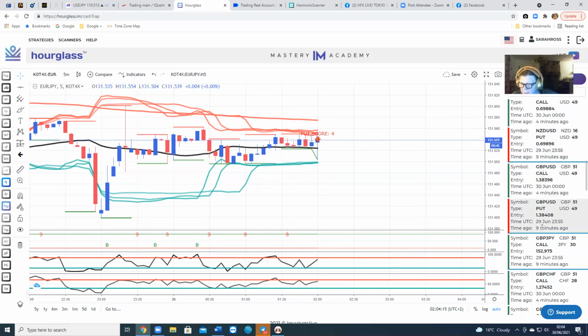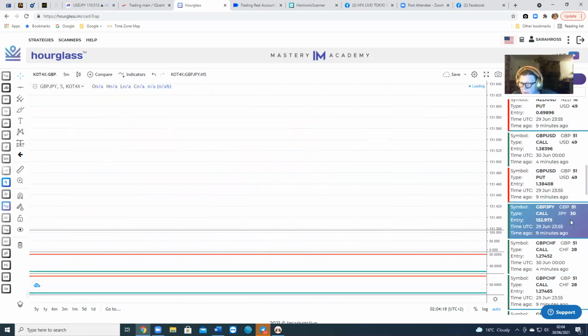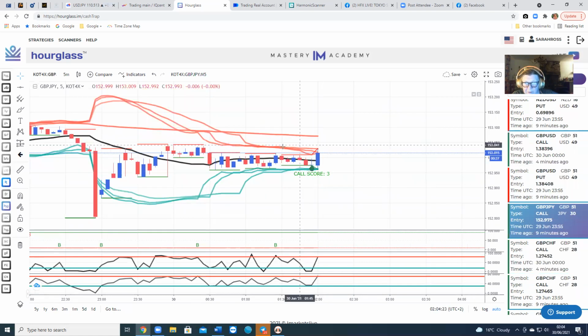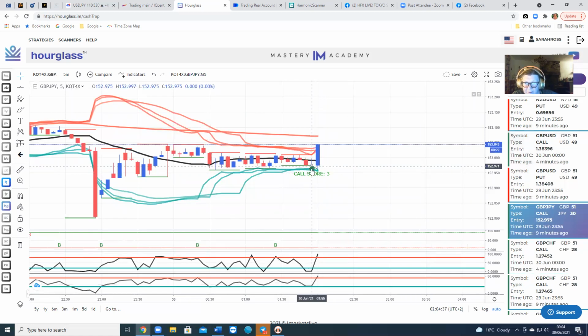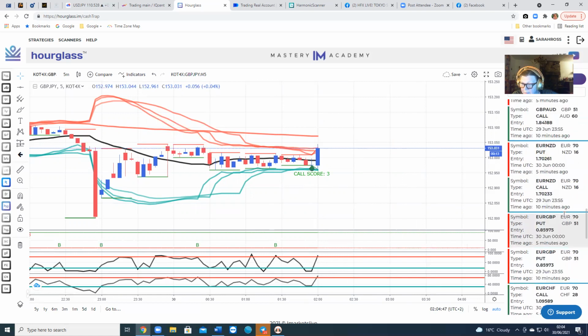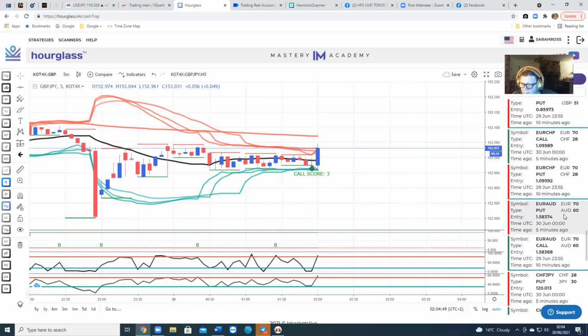So I don't ever trade any of these other pairs. Sometimes GBP JPY 51 to 30. Moving average above, just moving up above our midline. Gave a call score of 3 at market open, just coming up to the 5, the new signal coming out in 20 seconds. There. Let's just run through the rest of them and have a look for some setups.